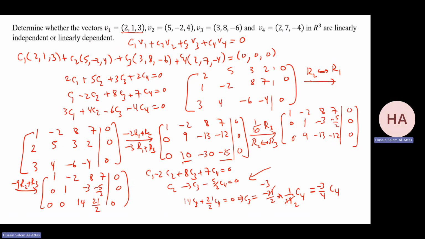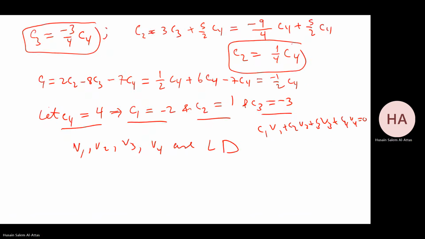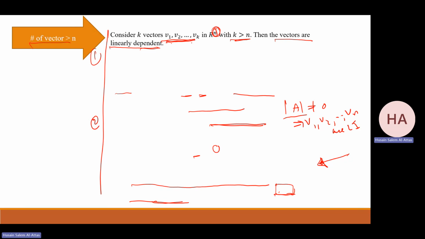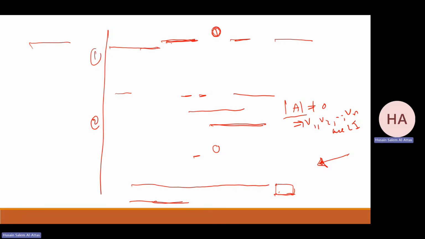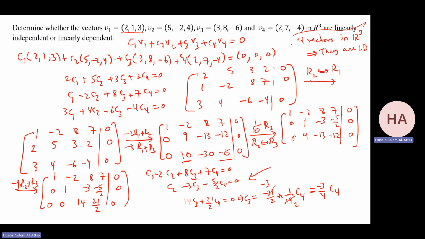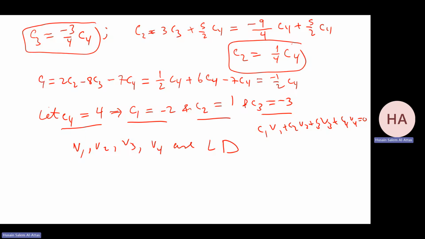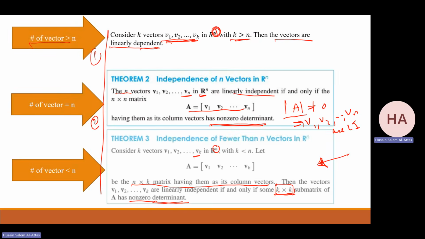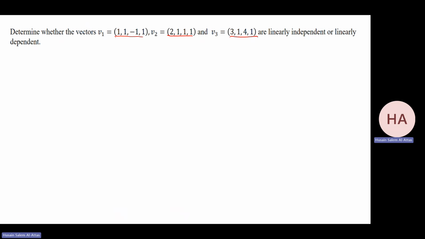I'll leave this one. I want you to notice: how many vectors do I have here? I have 4 vectors in R3. Right away, they are linearly dependent, and this is what we said here. If the number of vectors is more than n, then right away these vectors are linearly dependent. No need to do any of these calculations, no need to do all of this and make it 2 pages. Right away you can conclude this.